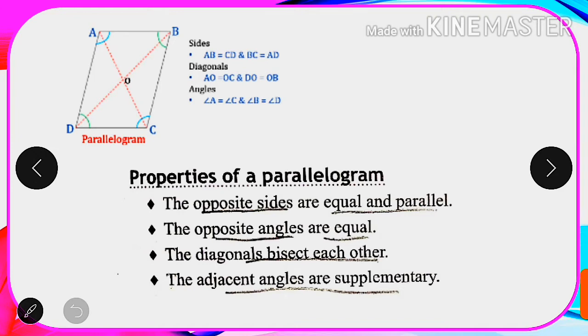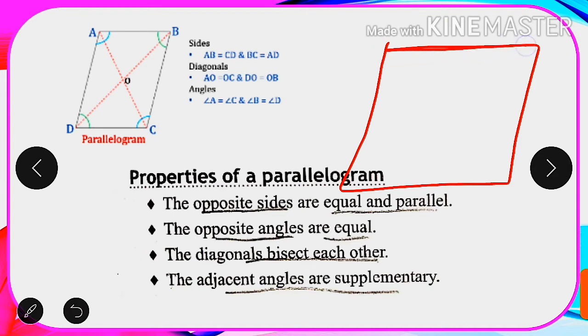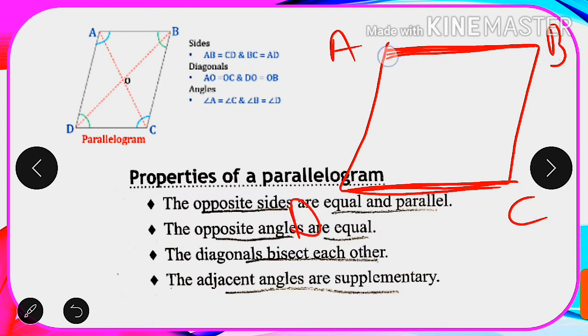Parallelogram means a four-sided figure, that is a quadrilateral, which has two opposite sides equal, means this side will be equal to this one. If we name it A, B, C, D, then this side will be equal to this side, and this side will be equal to this side, and this side will be parallel to this side, and this particular side will be parallel to its opposite side. That means opposite sides are equal and parallel.